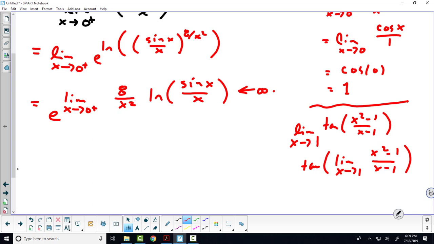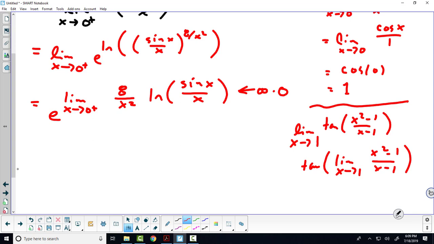So we said the sine of x over x was approaching what? 1. So the natural log of an argument that's approaching 1 is approaching what? 0. So this now has indeterminate form infinity times 0. Did we get anywhere? I would argue we did, because the hardest indeterminate form to work with is an indeterminate power. Now we're down to an indeterminate product.